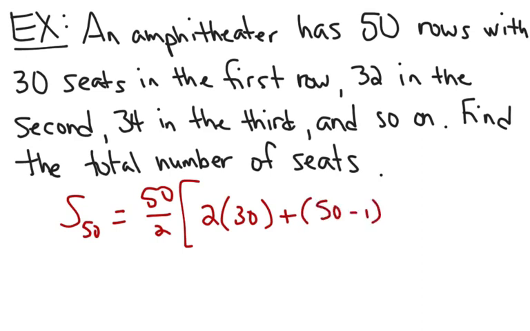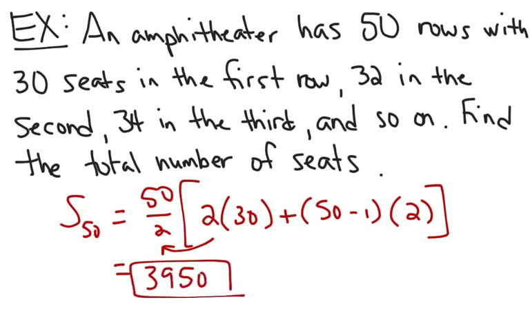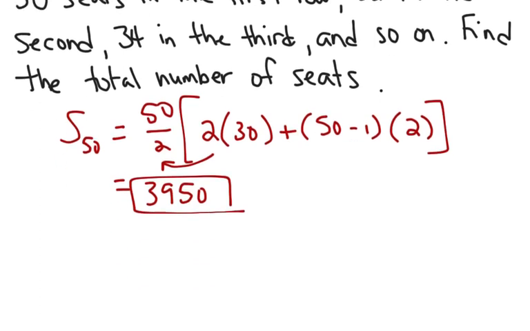Again, n is 50. The common difference here is going to be 2 because each consecutive row goes up by 2 seats. Again, this is really nice because now all you have to do is plug in your calculator and multiply it by 25. And you're going to find out that it's 3,950 seats.